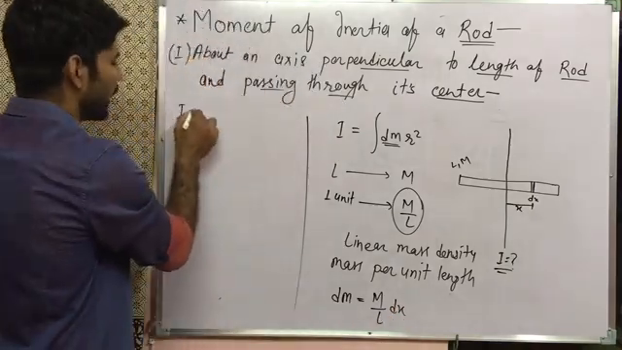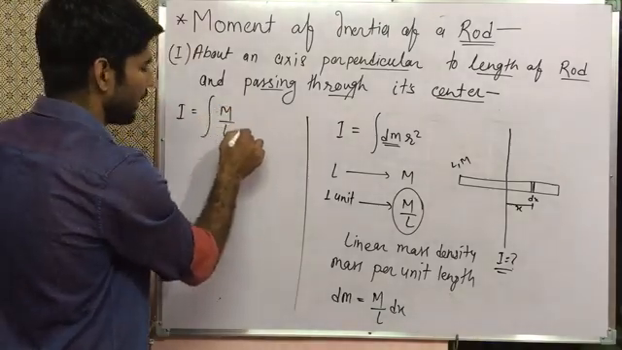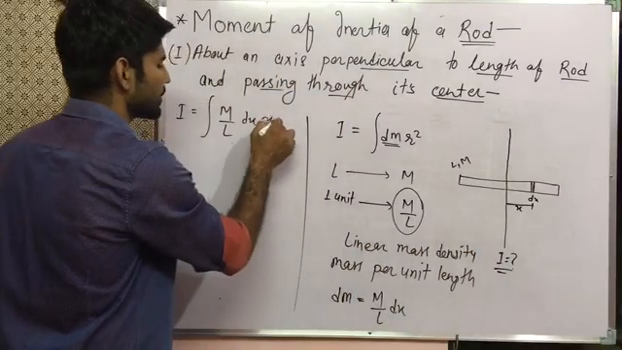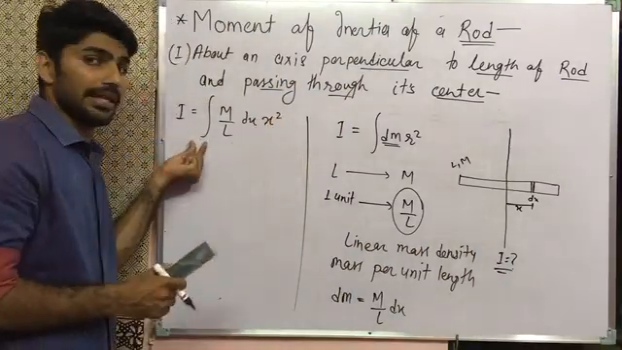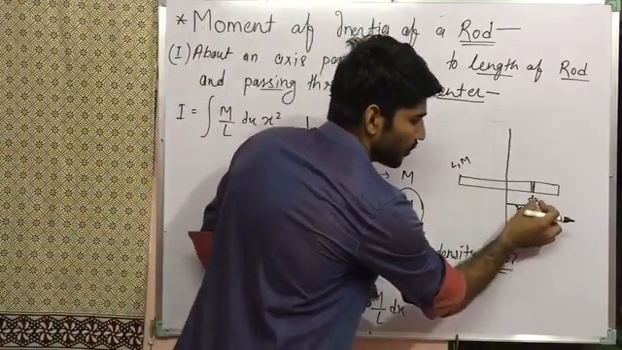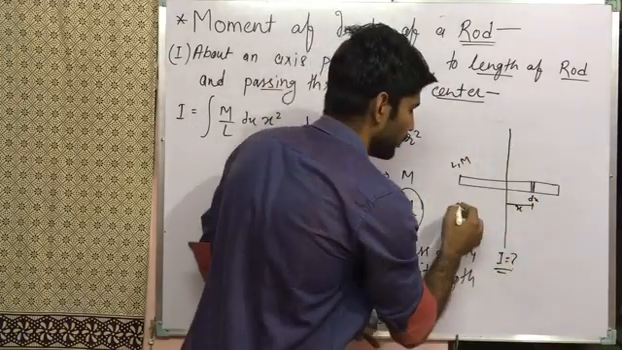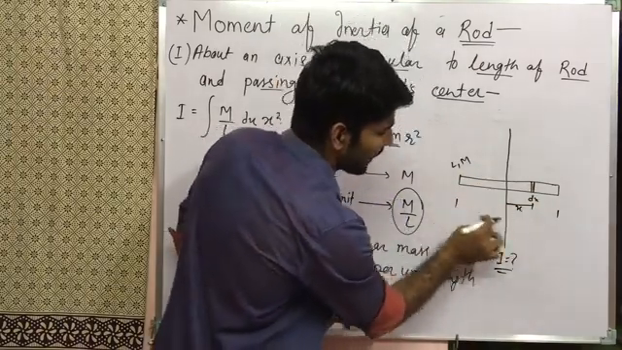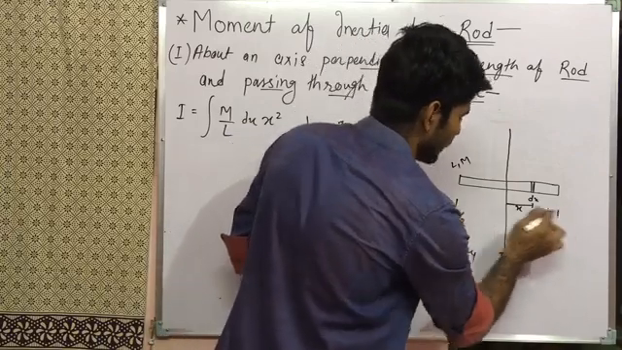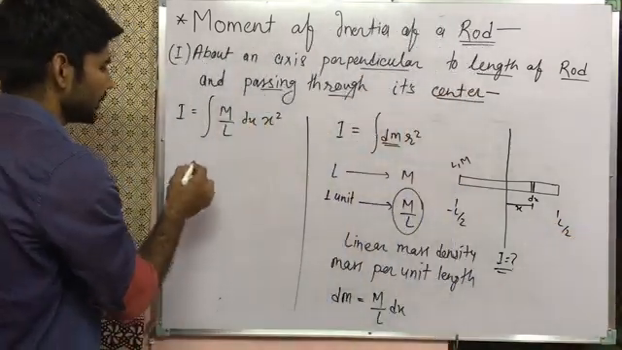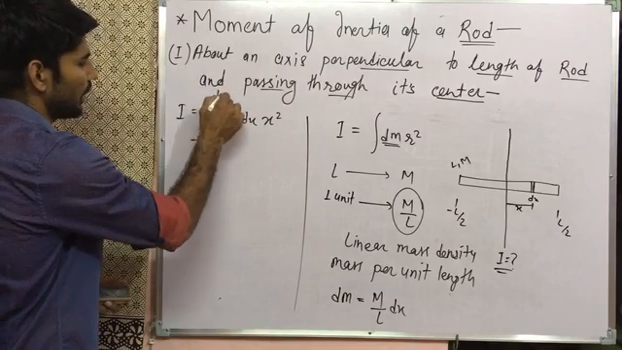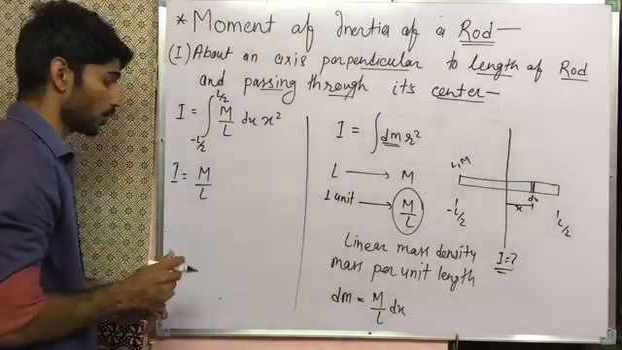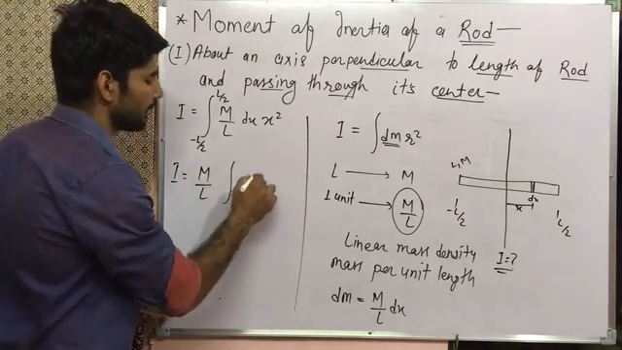So here we put I equals integration of dm, which is M by L dx, and the distance of the mass component from the axis is x, squared. But first we need the limits. We can take the mass component anywhere on this rod, from here to here. The distance of this end from the axis is minus L by 2, and the distance of the other end from the axis is L by 2. So the limits of integration will be minus L by 2 to L by 2. Next, we take the constants, mass M and length L, out of the integration, and we integrate x squared with dx.